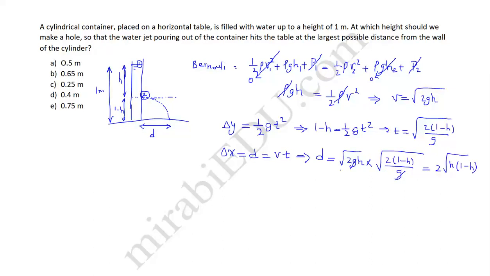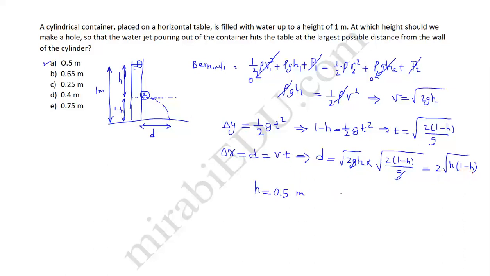Now we want d to be maximum, so we can think of d squared to be maximum, so h times 1 minus h should be maximum. Because h and 1 minus h have a sum of 1, the product is maximum when they are equal to each other. So we can say h is equal to half a meter. When h is equal to half a meter, this product is maximum.